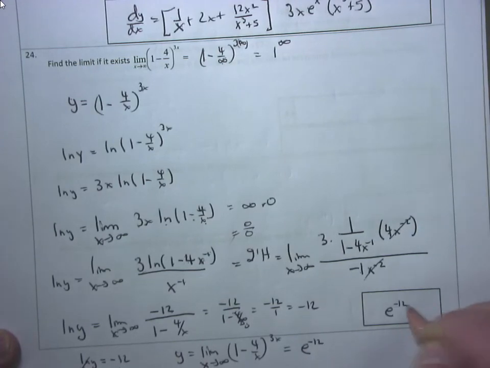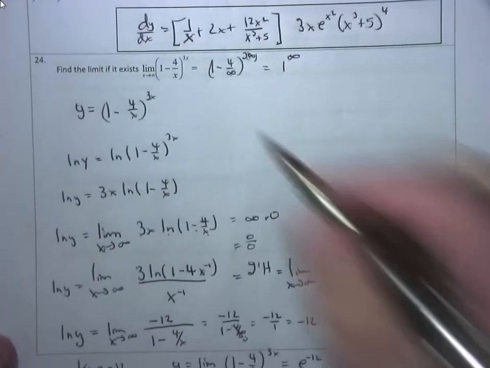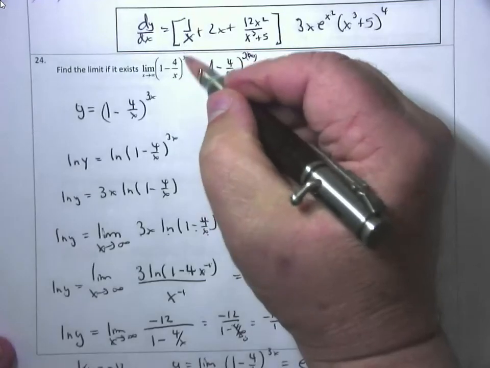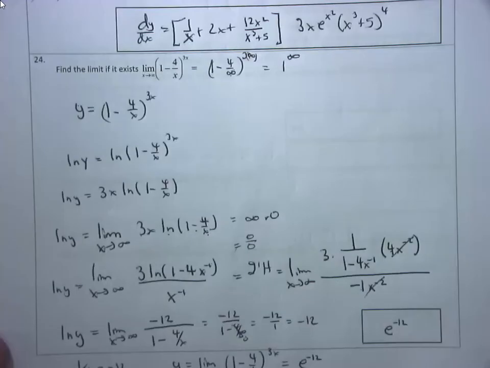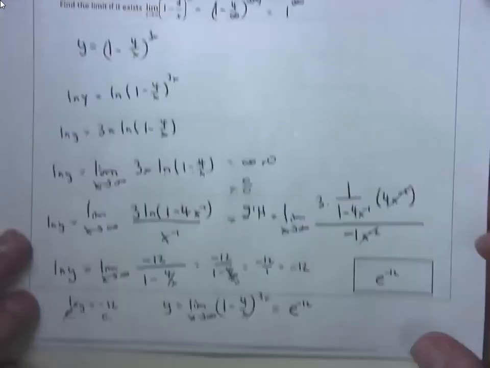And that's my answer. And you can almost see this answer with that negative 4 times the 3 in the exponent stuff. That's where your 12 is coming from. There's a pattern to this stuff. But the answer is e to the negative 12. Does that make sense? Questions?